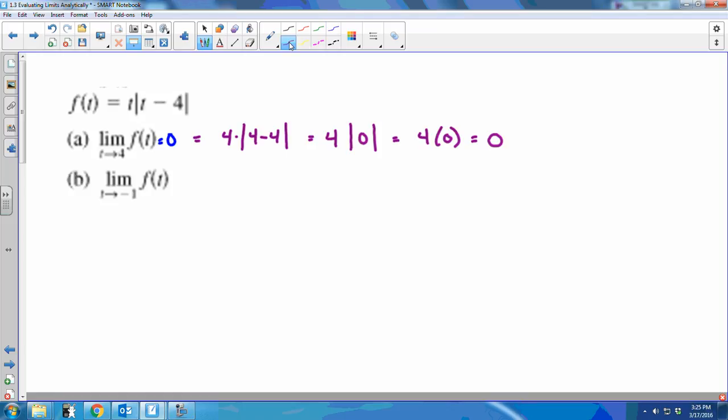So on the second one, the limit as t approaches negative 1 of f of t. Well, then I have negative 1 times the absolute value of negative 1 minus 4. So that's negative 1 times the absolute value of negative 5, which is 5. And negative 1 times 5 is negative 5. So my function value is negative 5, so my limit must be negative 5.